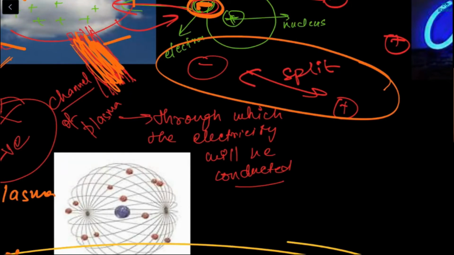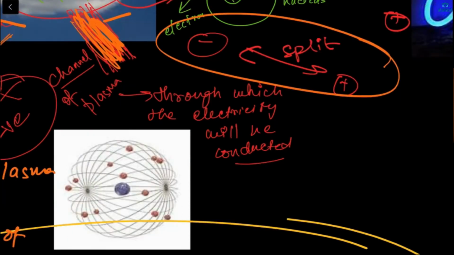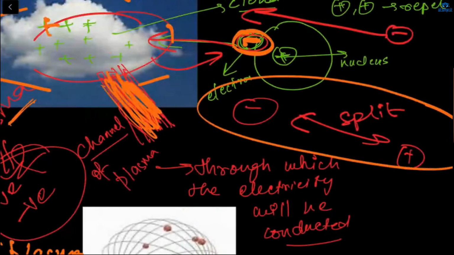And if more charges are there, it can easily conduct electrical current. So this is also a phenomenon. This phenomenon is also known as lightning, because here is the mixture of both the positive and the negative charges. Lightning happens through clouds, like this. So this is also a phenomenon of plasma. Lightning is also known as plasma.